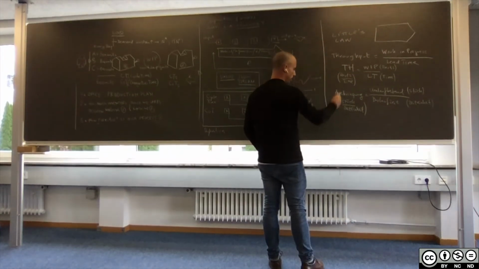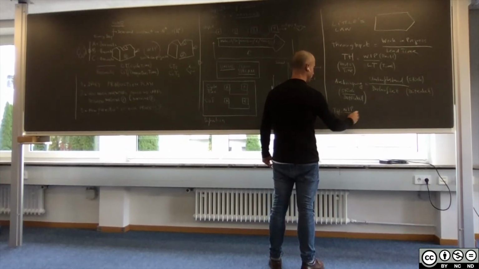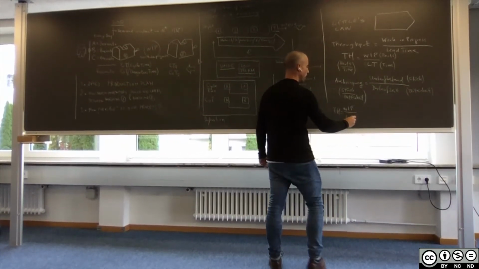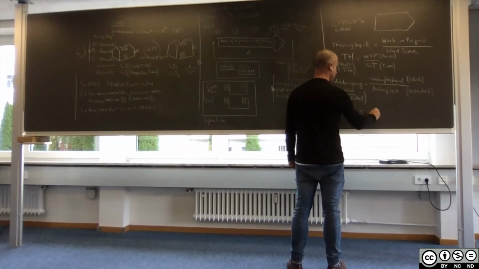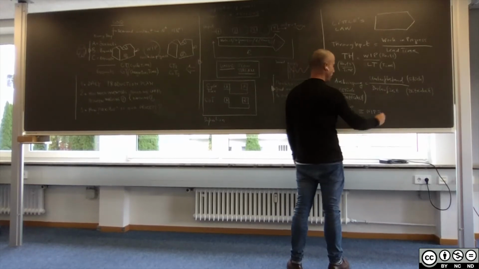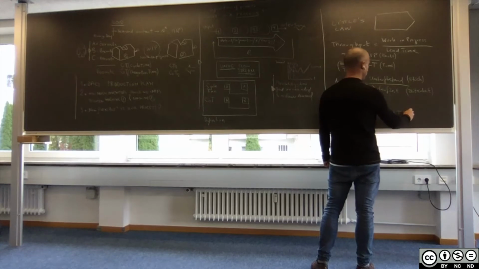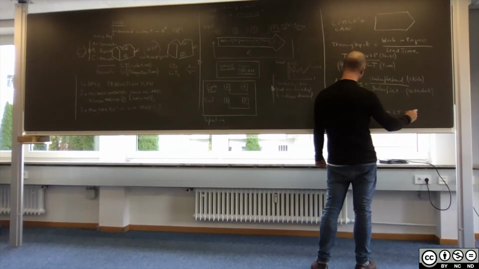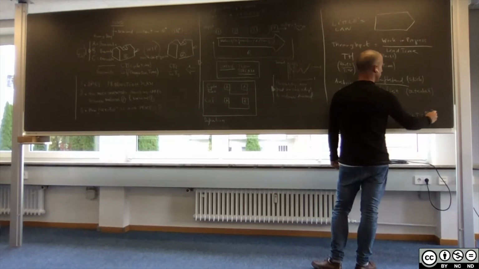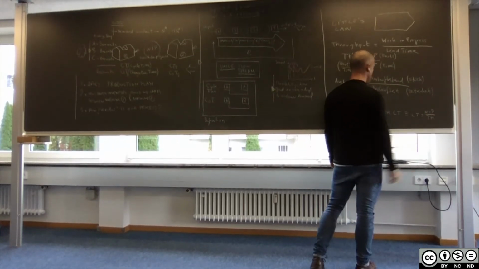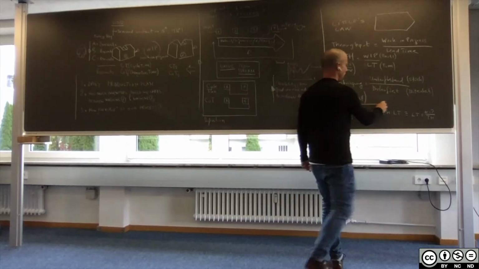So, I write it again. Throughput equals WIP divided by lead time. This means this is equivalent to say that WIP is throughput times lead time. This is equivalent to say that lead time is WIP divided by throughput. Okay? These three things are equivalent.